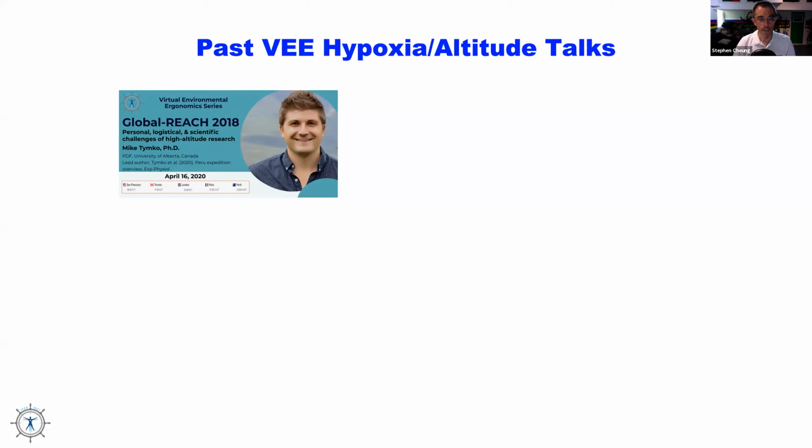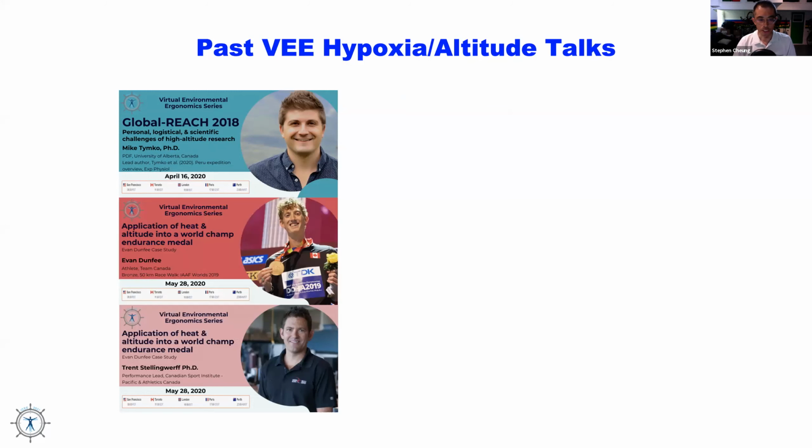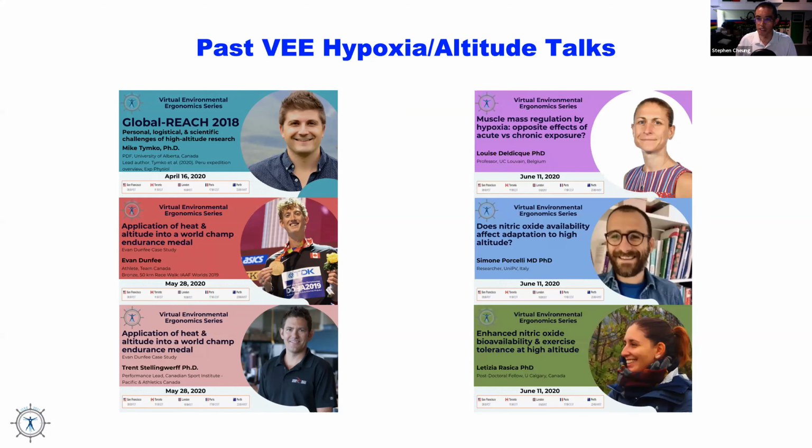We started off in the very first session with Mike Timko talking about the challenges and logistics of high altitude expeditions. And we also touched on altitude training in a world-class athlete, talking about both altitude and heat adaptations for Evan Dunphy leading up to his World Championship race walk performance in Qatar last fall. And then we also had a specific one looking at hypoxia and its effect on muscle mass regulation in June, along with looking at the role of nitric oxide in altitude adaptations.